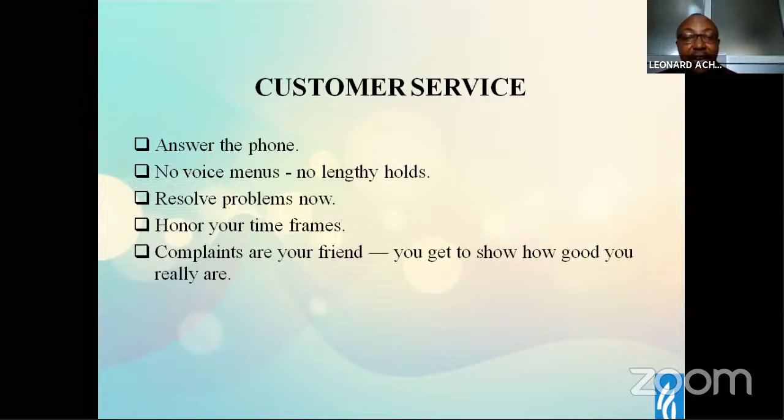Complaints are your friends. Make complaints your friends. Don't get upset when customers are complaining. It is an opportunity for you to look inward and see what is not done right, to be done rightly. You get to show how good you really are when you make complaints your friend.